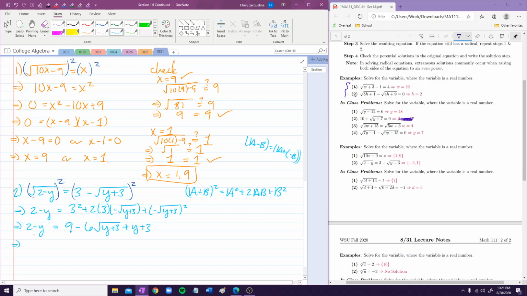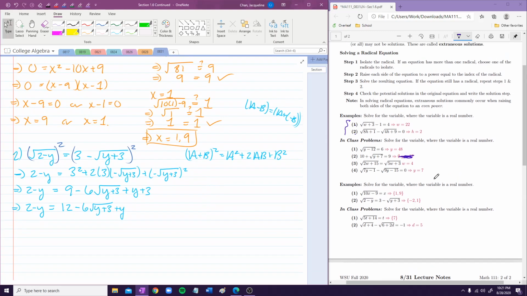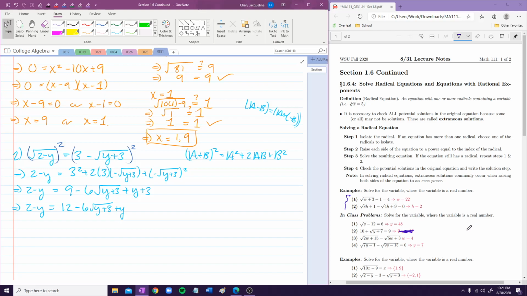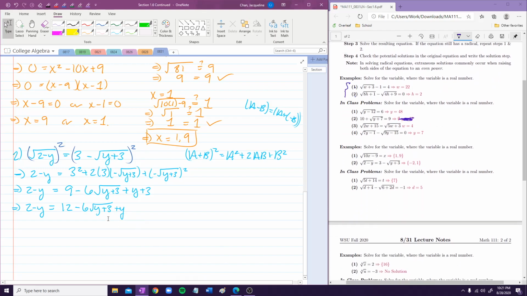Right. Let us simplify. So I have 2 minus y. Okay, I have 9 plus 3, which is 12. Okay, minus 6 square root of y plus 3 plus y. Right, so notice, this is the first time we're encountering this: step 3 says if the equation still has a radical, repeat steps 1 and 2. Our equation still has a radical, so we must repeat steps 1 and 2.